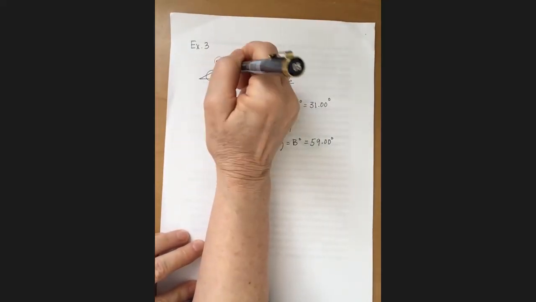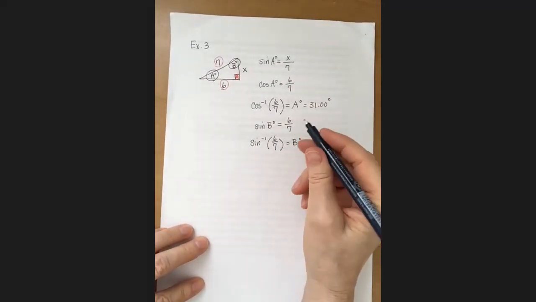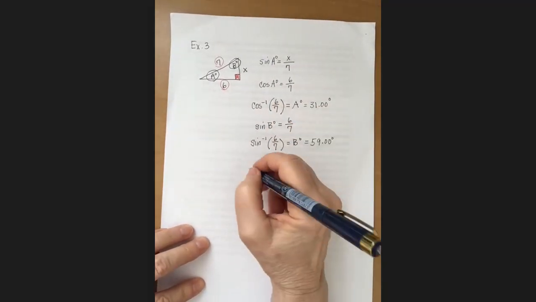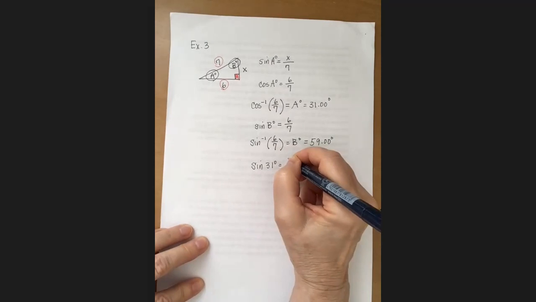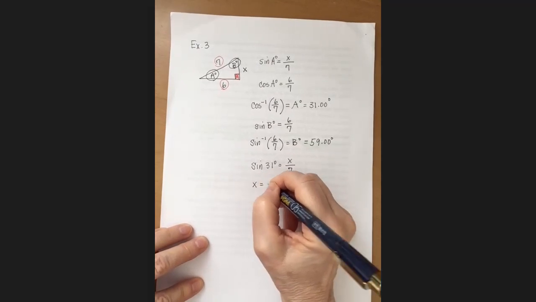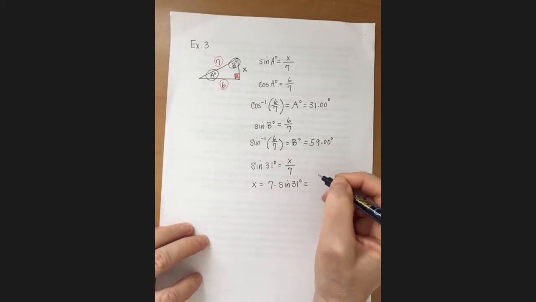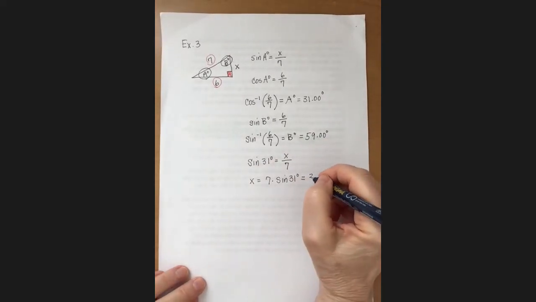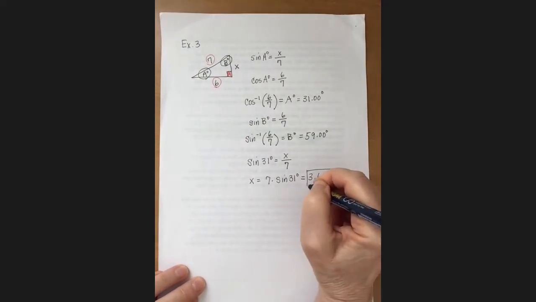So we found A and we found B. We have one more part to find. So I'm going to go back to this one, the sine of A, because now we have a value for A. So now I know that the sine of 31 degrees equals x divided by 7. So x equals 7 times the sine of 31 degrees. And you already know how to do that on your calculator. So I'm just going to give you the value that you should get, 3.61. Put it there so that we can see that we solved this triangle.